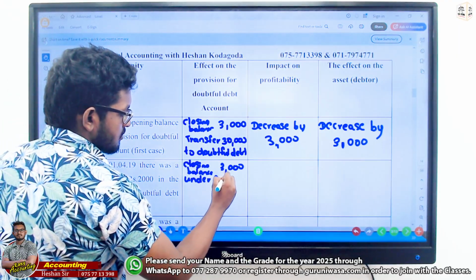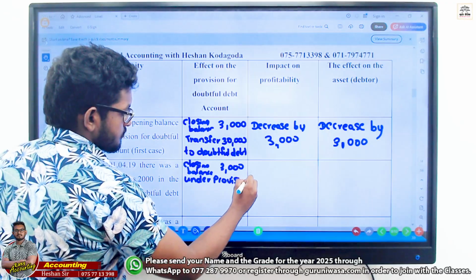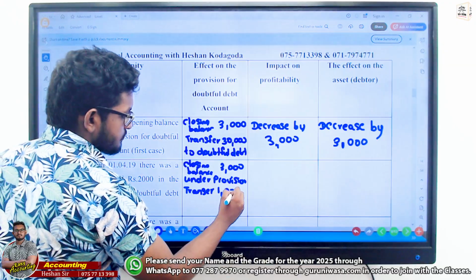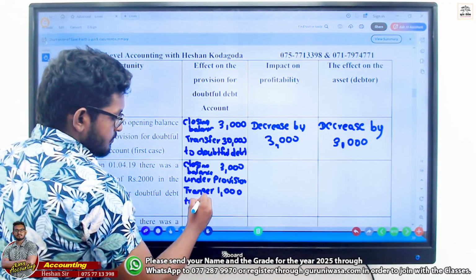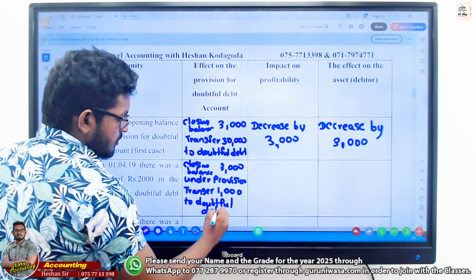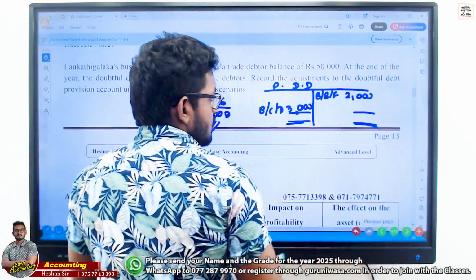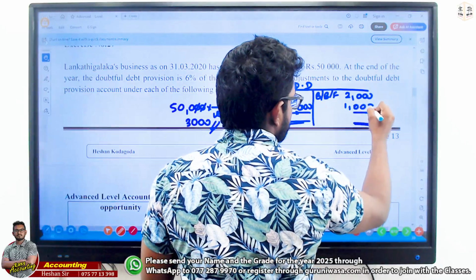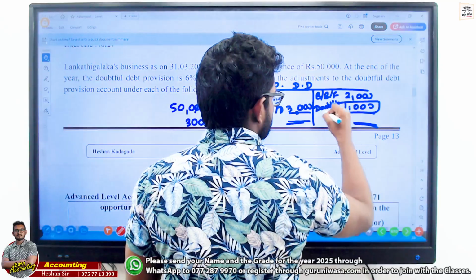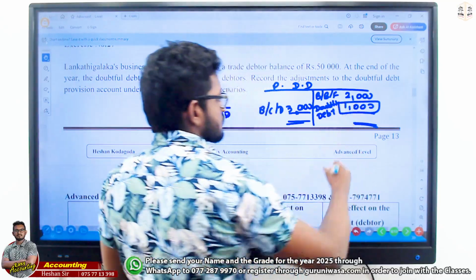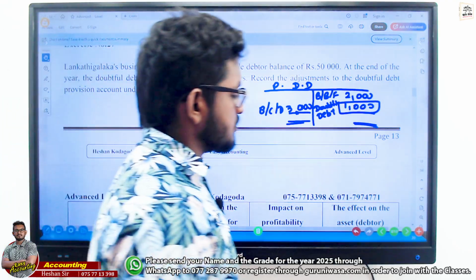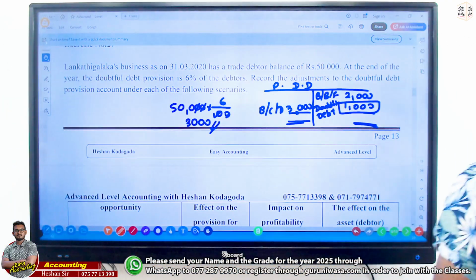Under provision. Transfer only 1000 to doubtful debt. You can see in here, he transfers 1000 from here to doubtful debt. Easy, clear, right?